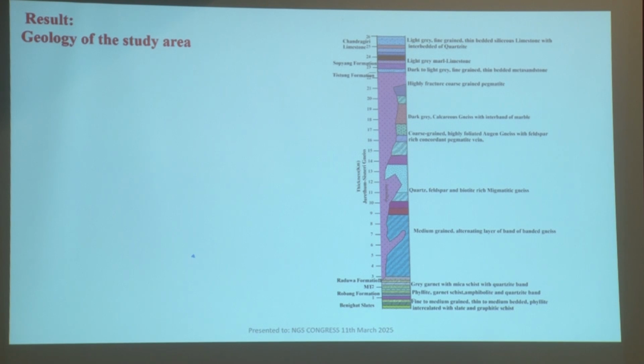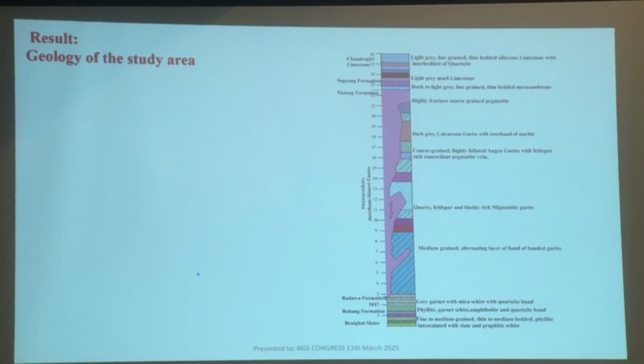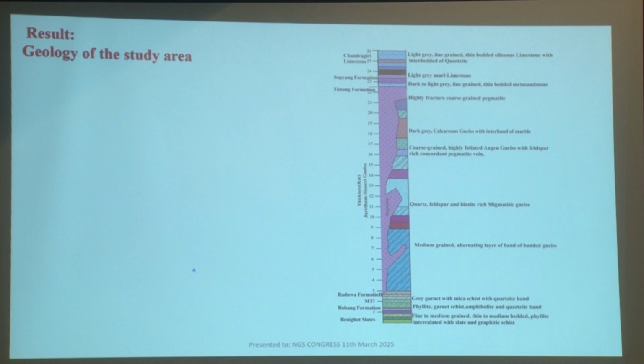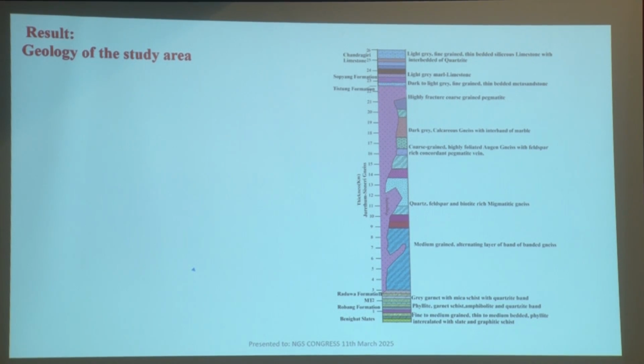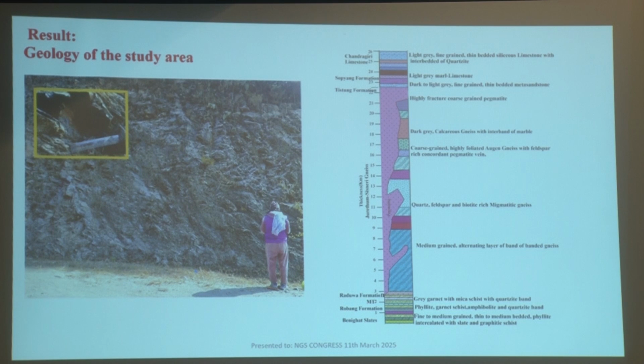And this is the generalized columnar section of my study area. In my study area, there are two rock units: one is the Nawakot Group and another is the Kathmandu Complex. Benighat Slate is the oldest unit of my study area. And the lithostratigraphy of my study area is shown in the figure. The Benighat Slate consists of fine to medium grained, medium bedded phyllite intercalated with the slate.